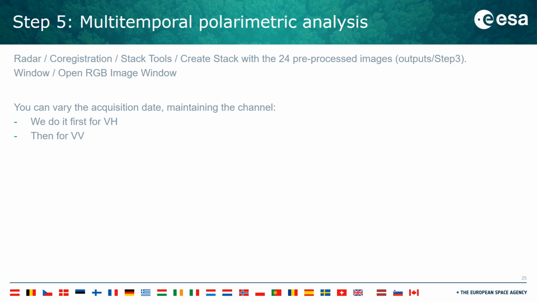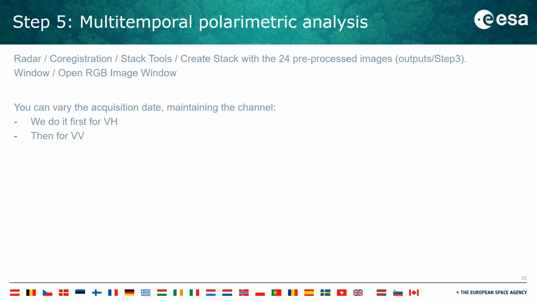Okay, then we are back to the processing with step 5. We are going to look at multitemporal polarimetric analysis. And for that we are going to use RGBs. And for using RGBs we need to have first of all a stack created with the 24 pre-processed images. Then we can open the RGB and we can select images with VH polarization and then with VV polarization.